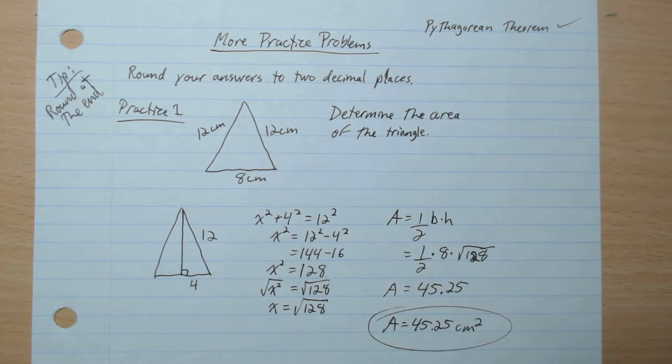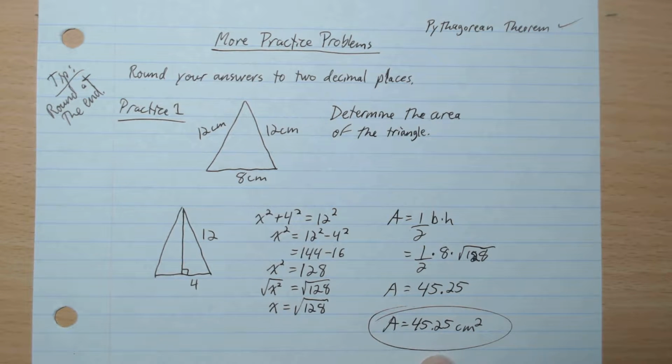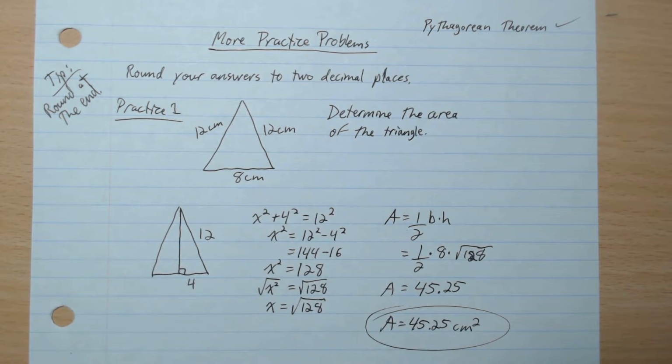And so you punch that in your calculator, and our rounded answer is 45.25 centimeters squared is the area of that triangle.